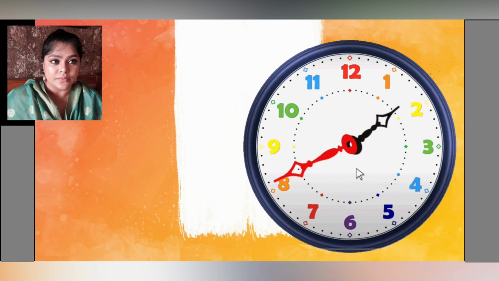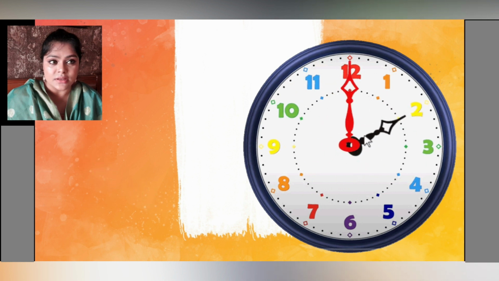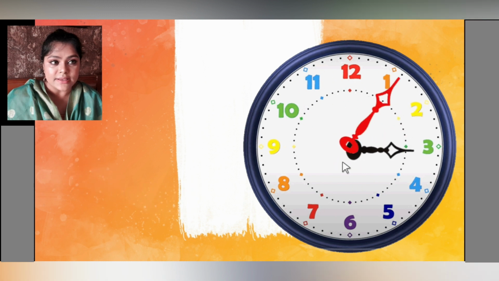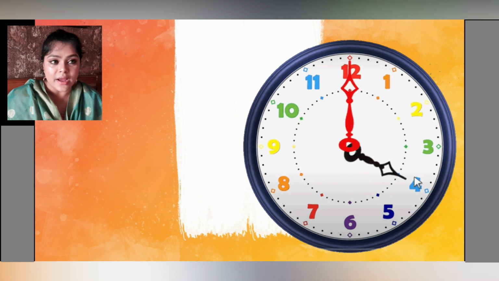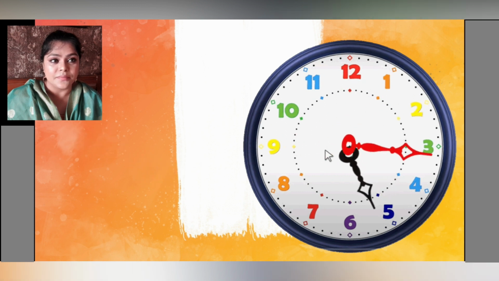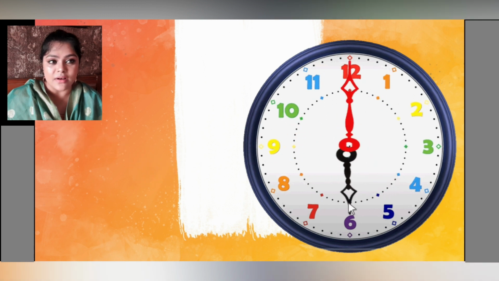Now, what time is it? The hour hand is pointing to 2 and the minute hand is pointing to 12. What time is it? It is 2 o'clock. Very good. Next, the hour hand is pointing to 4 and the minute hand is pointing to 12. It is 4 o'clock. Very good. Now, the hour hand is pointing to 6 and the minute hand is pointing to 12. It is 6 o'clock.